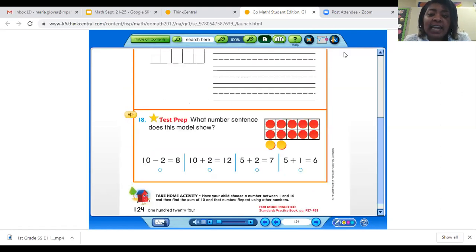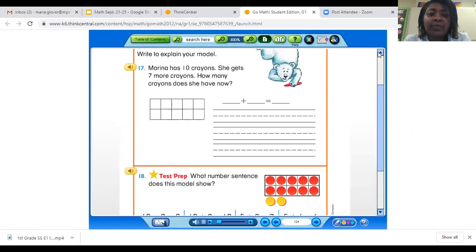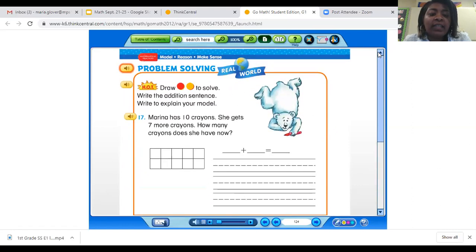All right, let's look at our problem solving. Okay, you can write the addition sentence, and you can write to explain your model. Marina has 10 crayons. She gets 7 more crayons. How many crayons does she have now? So she has 10, and then she gets 7 more. So think about that, okay? And I want you to draw it out and explain how many she has now.